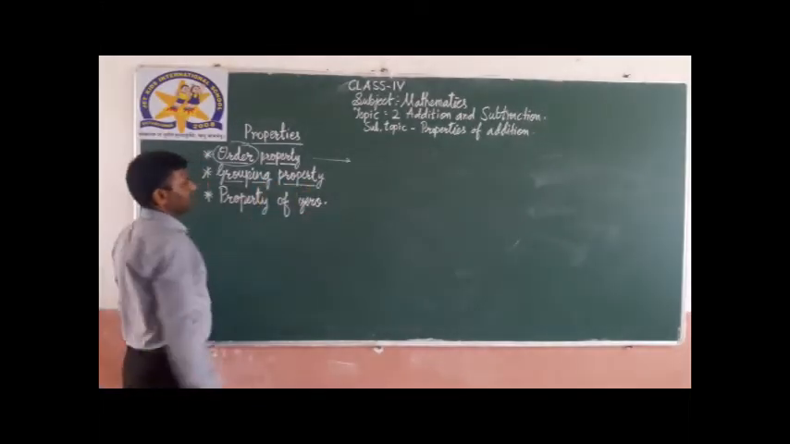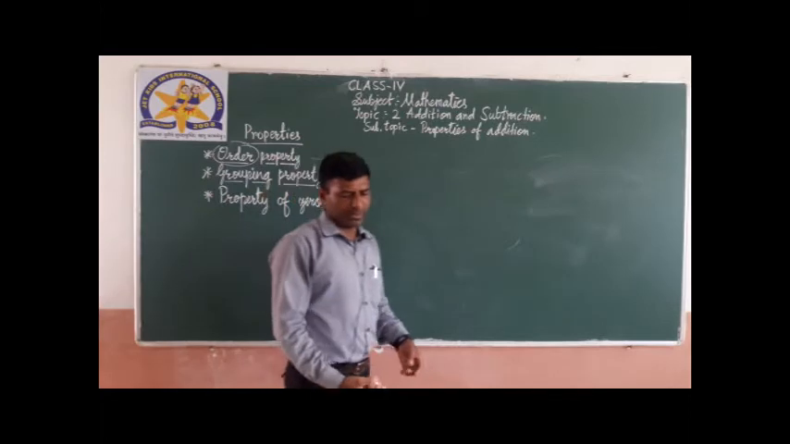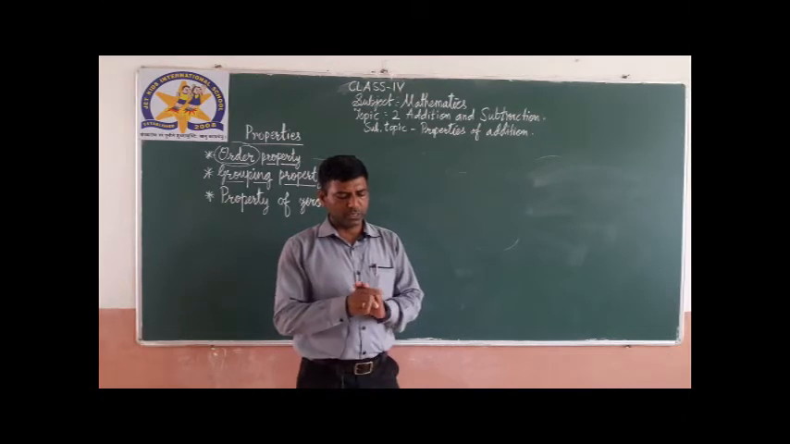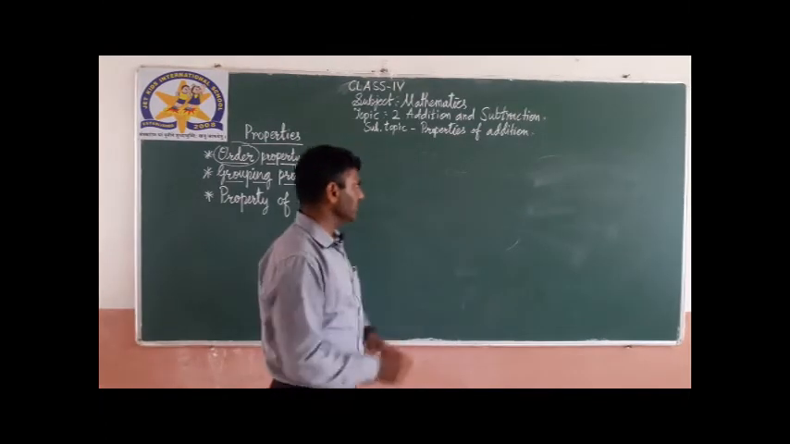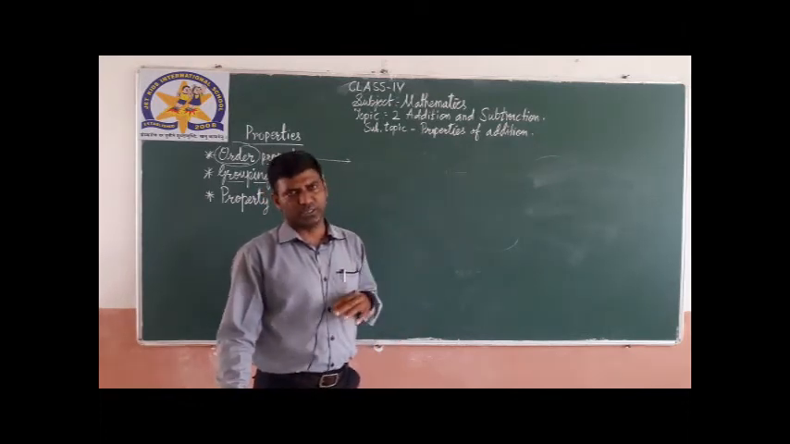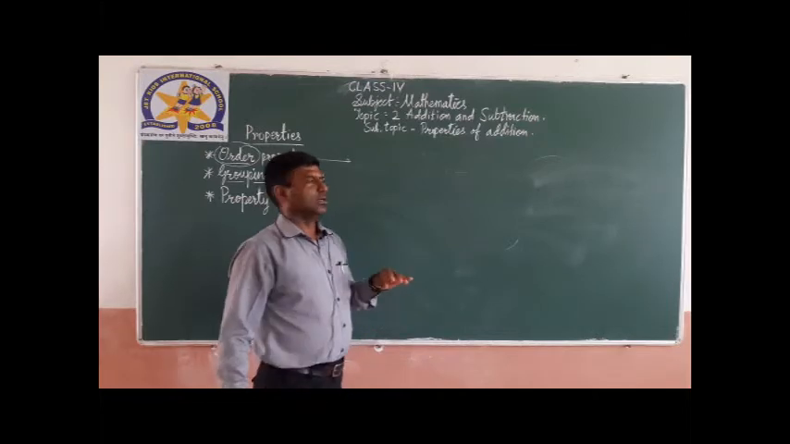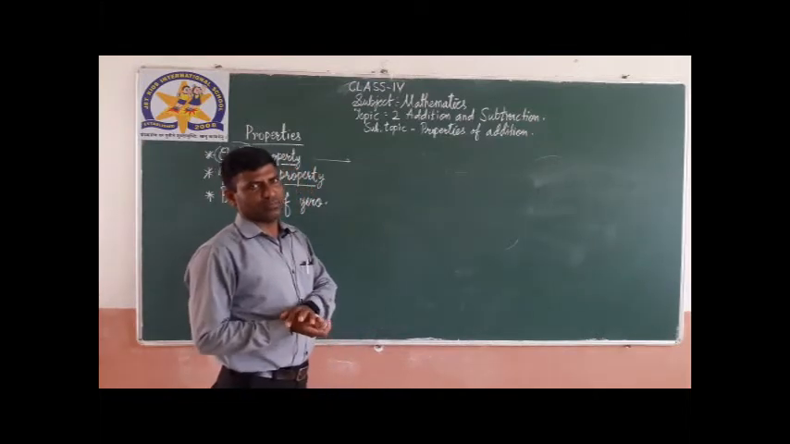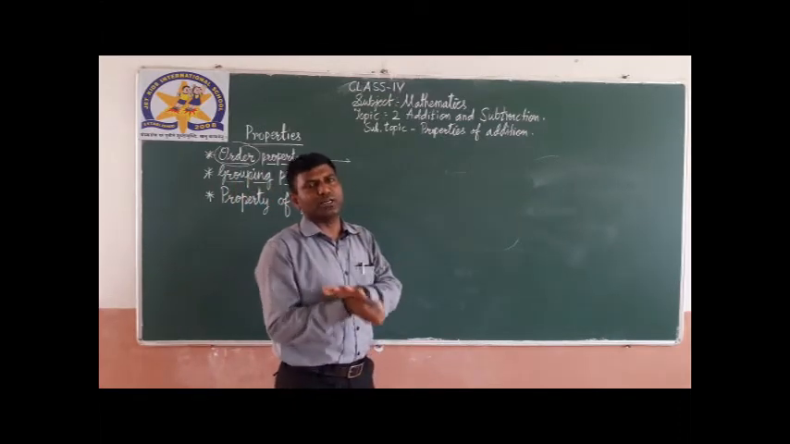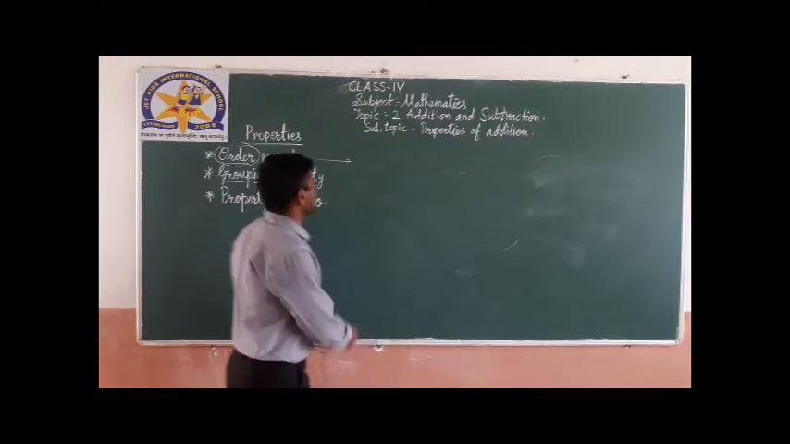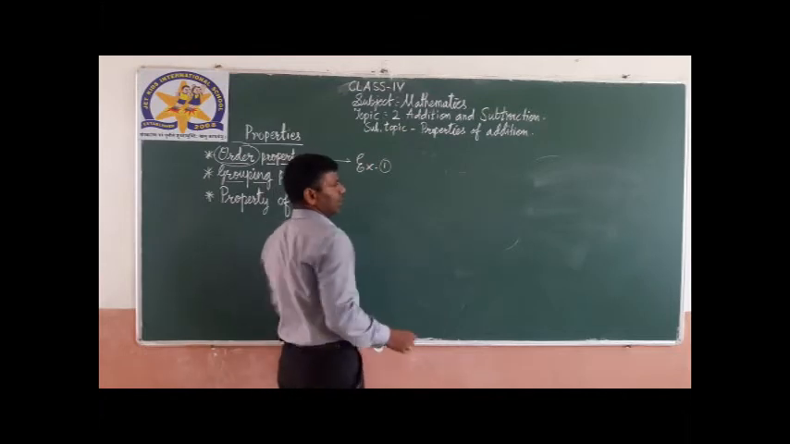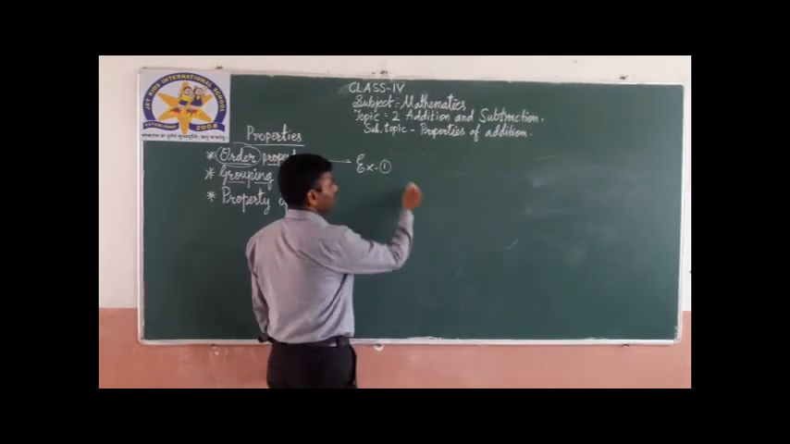Grouping property. What is meant by the grouping property? When we are adding 3 or more than 3 numbers, and if we group them, then even if we change the grouping, the sum remains the same. Let's take an example. In short I will tell you, and you will understand.